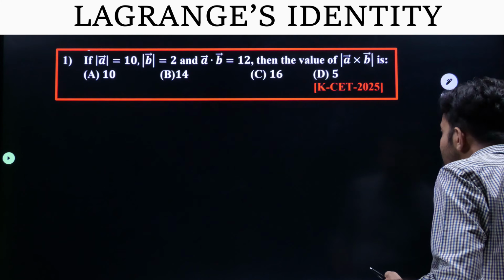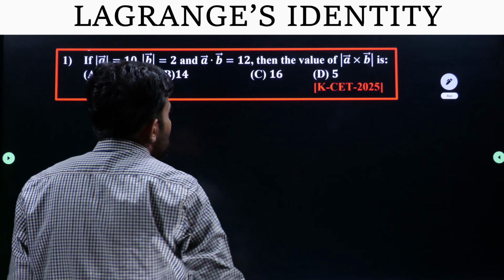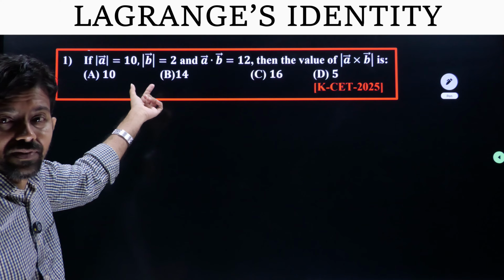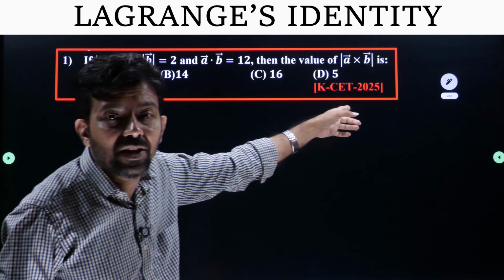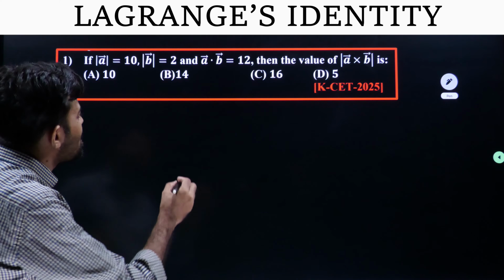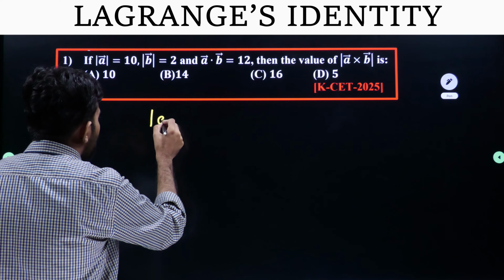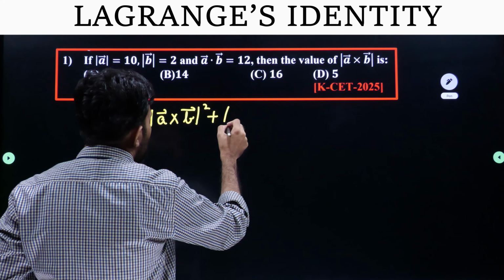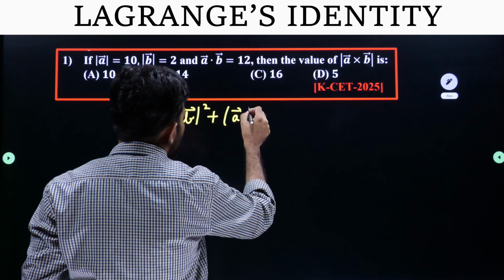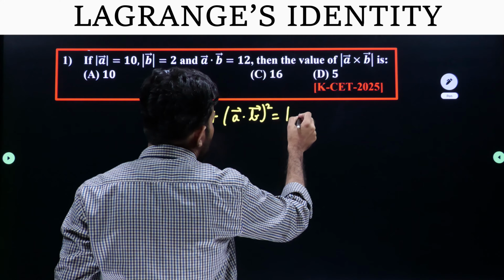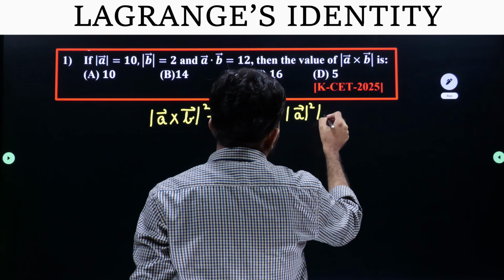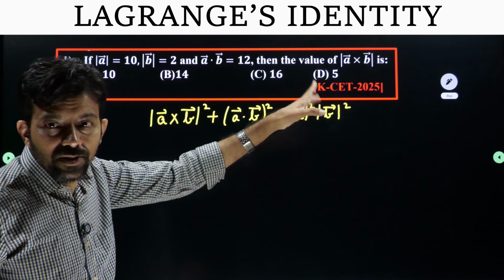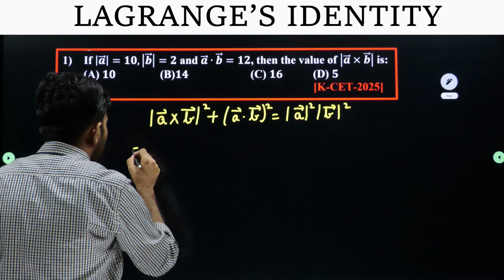Proof is given. Take down the question asked in KCET 2025 recently. Magnitude of vector A is given. Magnitude of vector B is given. A dot B is given. Want to find the value of magnitude of A cross B. Very simple one, just by using the Lagrange's identity. We have magnitude of A cross B square plus A dot B square is equal to magnitude of A square into magnitude of B square. Magnitude of A cross B I have to find out. A dot B is given, substitute one by one.